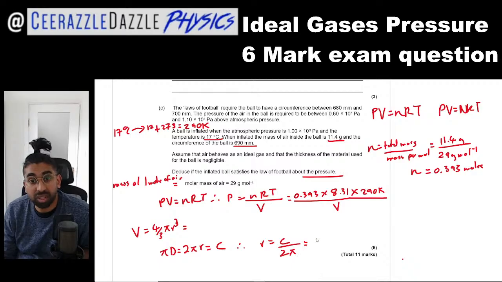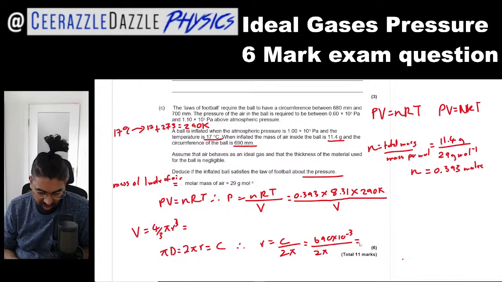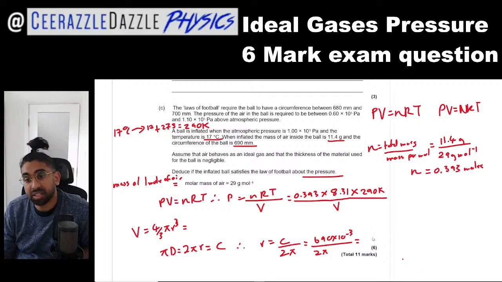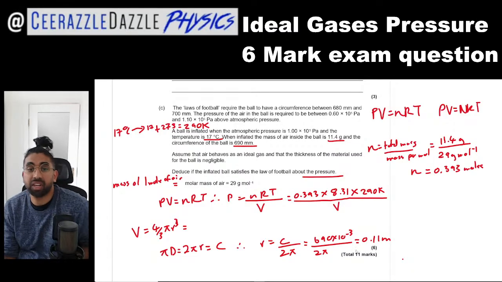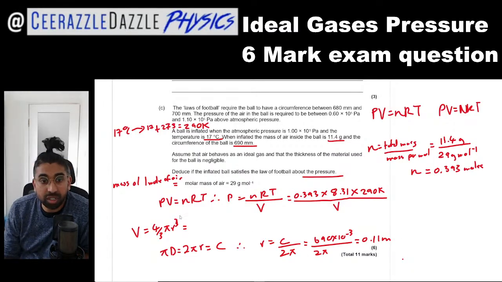Therefore, it's equal to the circumference 690 times by 10 to the minus 3 divided by 2 pi over here. We can work out the radius. It's going to be 690 times 10 to the minus 3 divided by 2 divided by pi. So I'm getting the value of the radius to be 0.11 meters. That's my radius. Now finally I can actually use that to work out the volume.